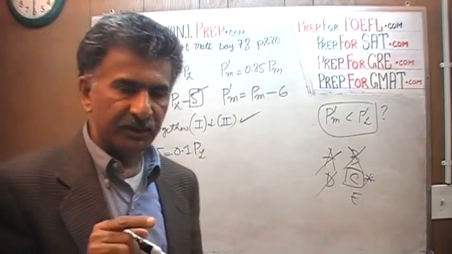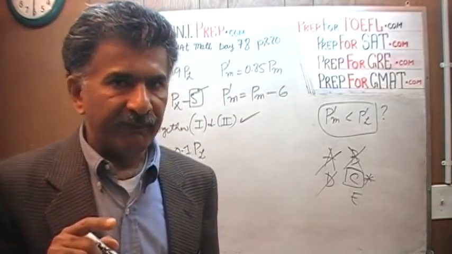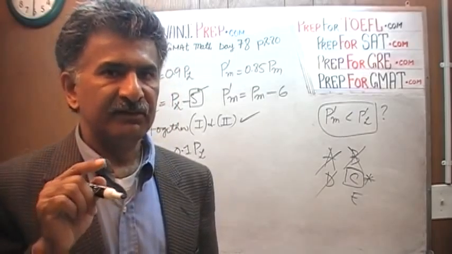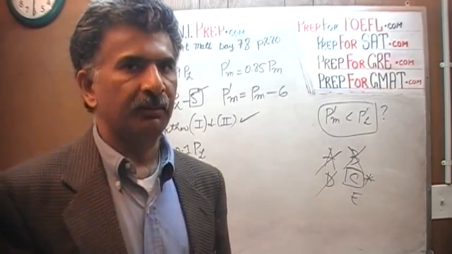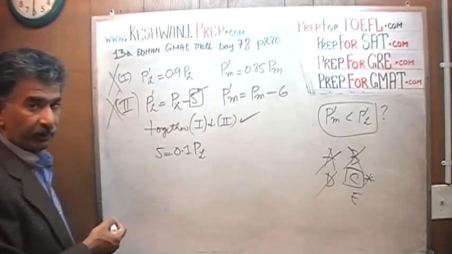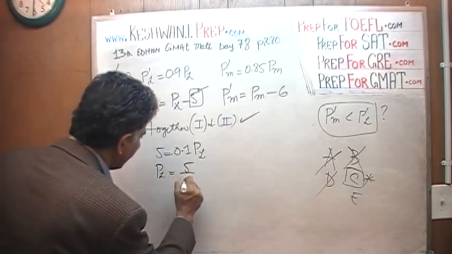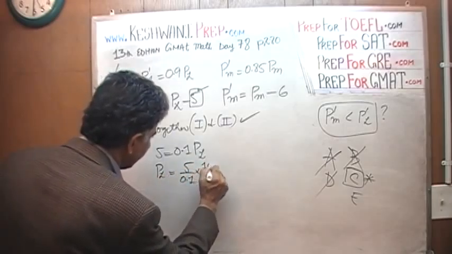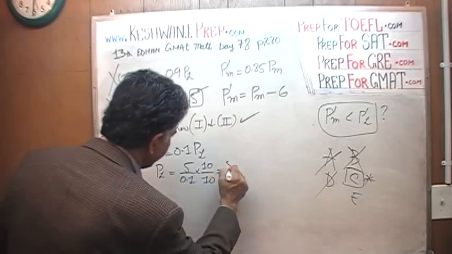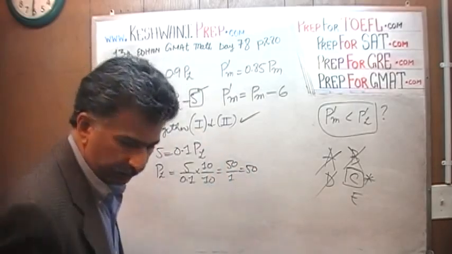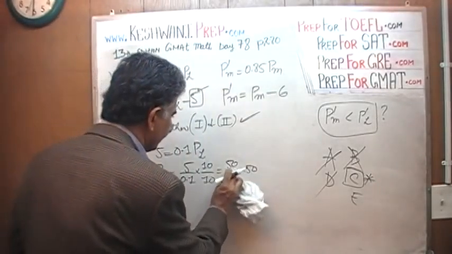The $5 discount that they're giving us, given the fact that they're telling us the discount price is 90% of the regular price, means $5 must represent 10% of the regular price. From there, of course, we can figure out the regular price. The regular price at L is 5 over 0.1. Multiply the top and the bottom by 10, and we end up with 50 over 1, which is just 50. I don't know why I had to do that part. That was silly. It's just 50.